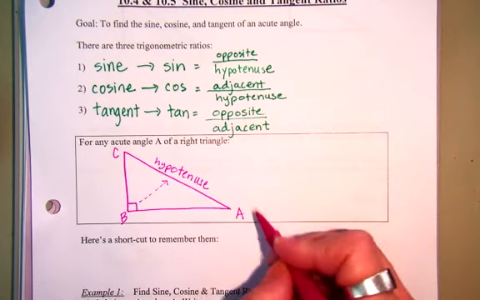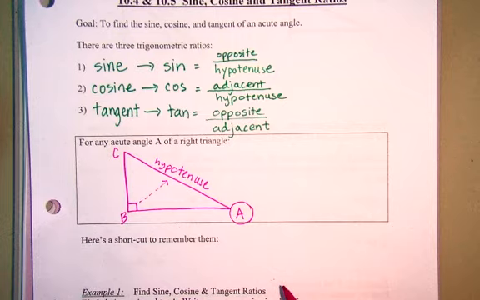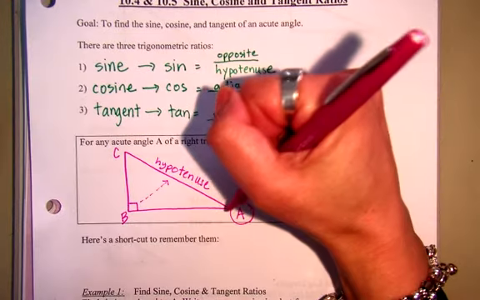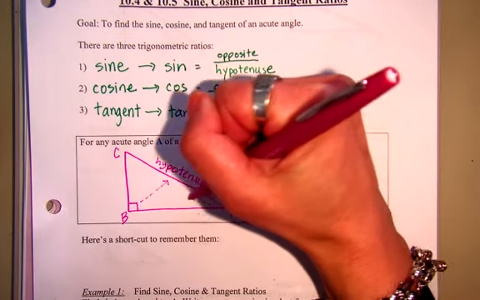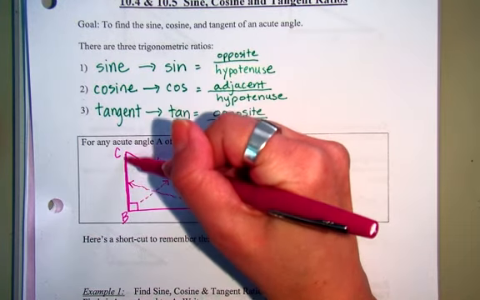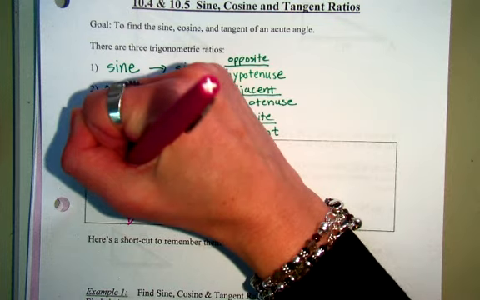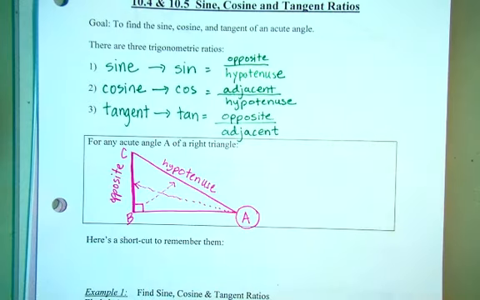So if I'm starting at angle A, which side would be opposite? Well, I go straight across, and the side that I hit is this whole side over here, CB. That is the opposite side from angle A. Okay? So the opposite side from angle A is CB. Make sense?